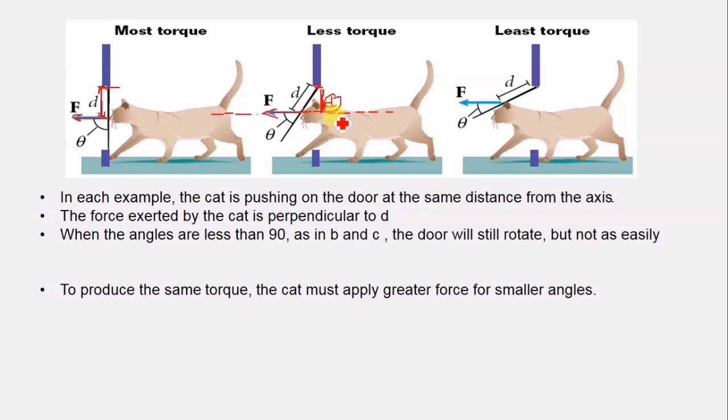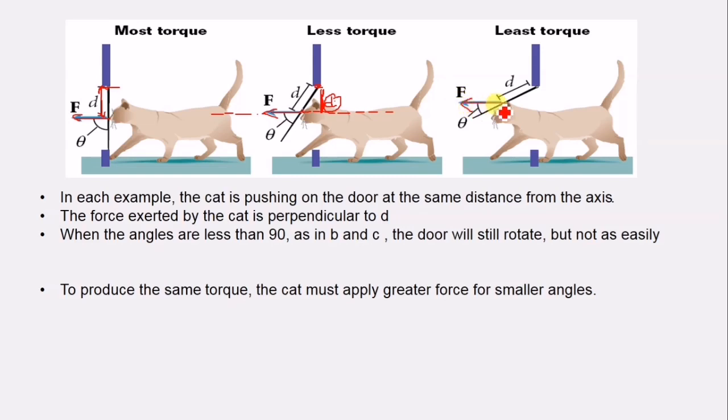Okay, so this distance is the lever arm, the correct one. It's equal to d times sine theta. We will prove it in another example. Here also the door is open more and the cat is still trying to open it more.